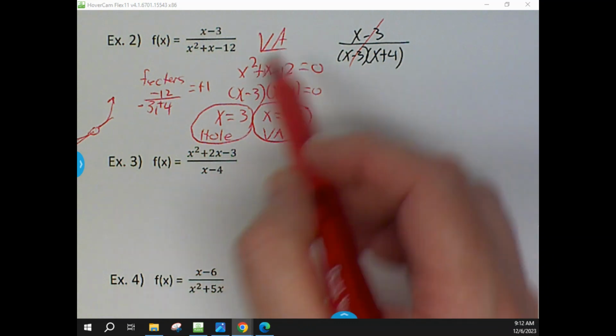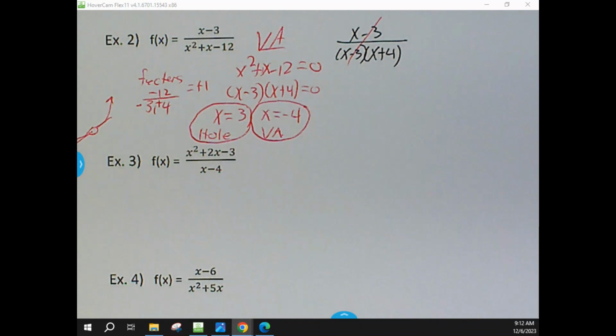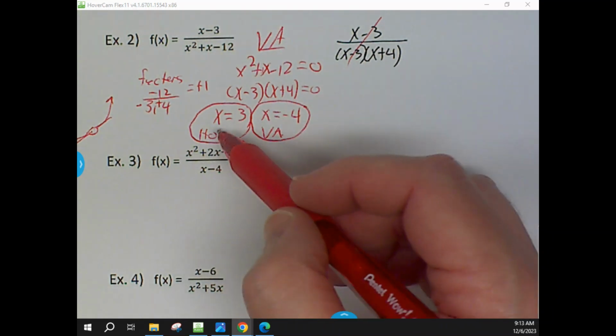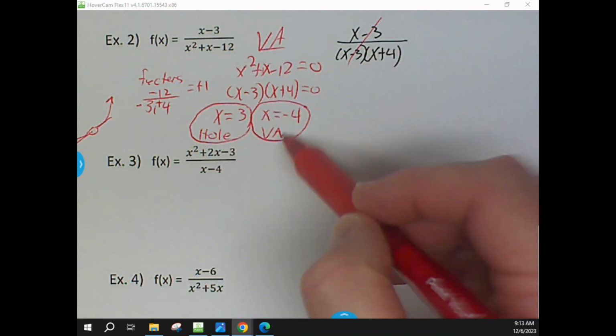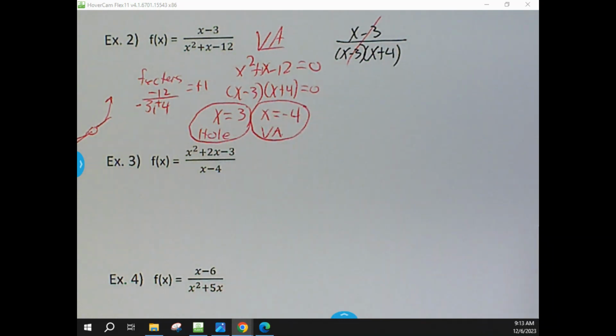Okay, so go ahead and factor out your denominator, and then again, take it back to the original. If you can cancel, that makes it a hole, which they sometimes call removable. If it doesn't factor out, then it's your vertical asymptote, which means it's a non-removable point.